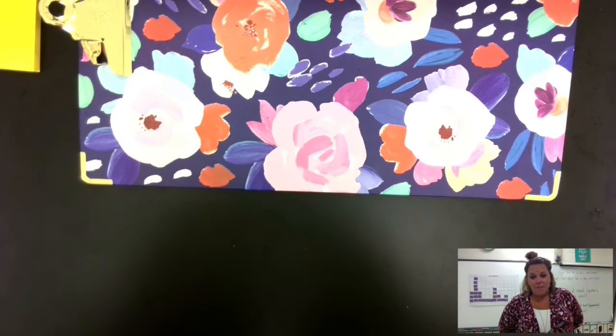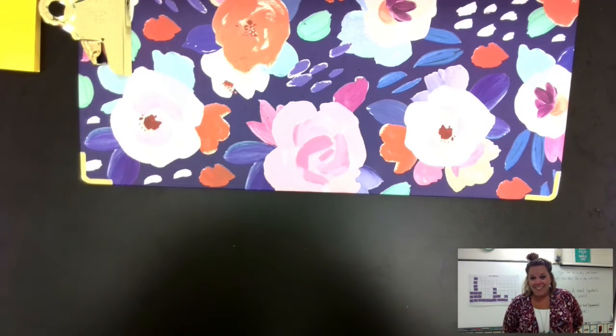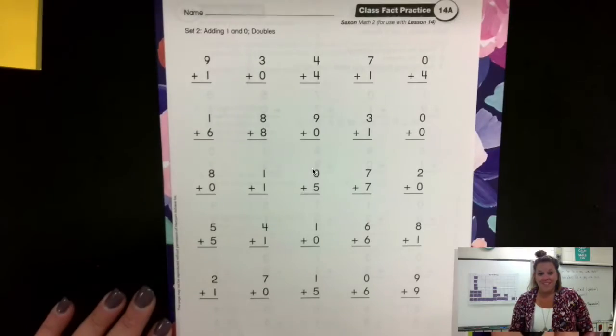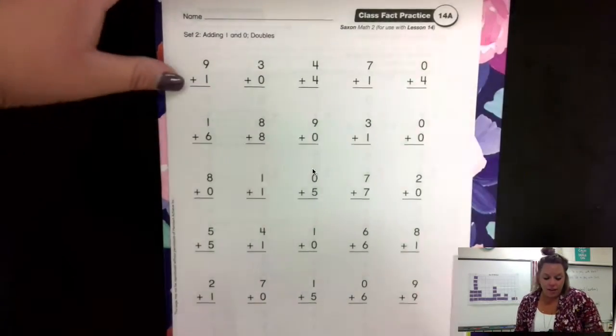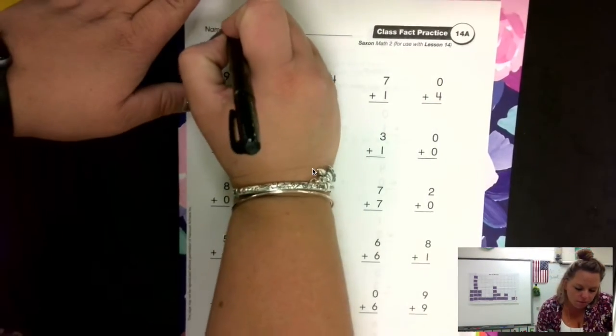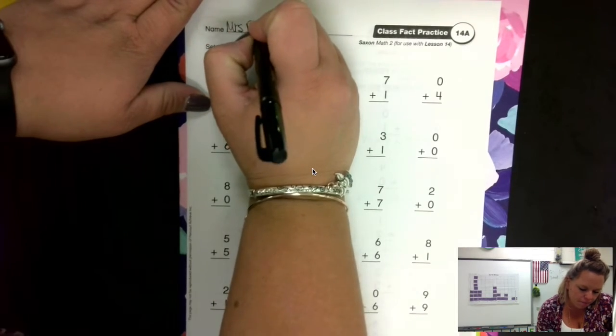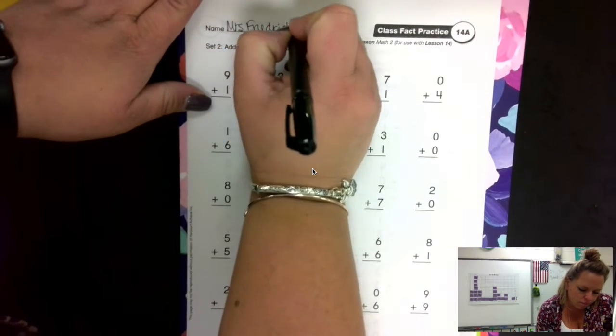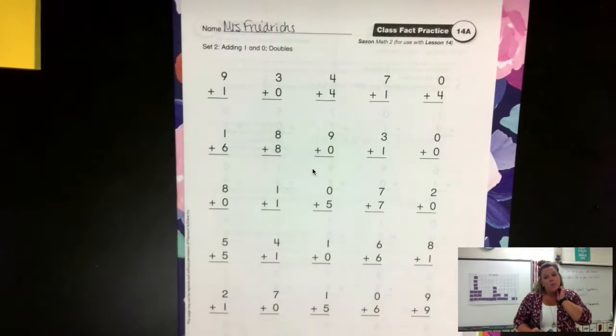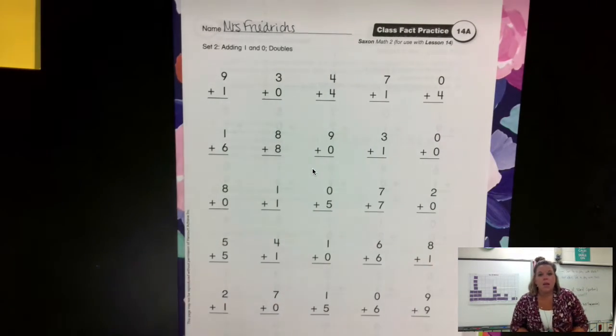And then why don't you go ahead, grab out your fact sheet. It's time for some practice. Okay, first grade. Now that you have your class fact practice out, please make sure that your name is on it. Make sure that it's written so that we can read it. And then let's go ahead.